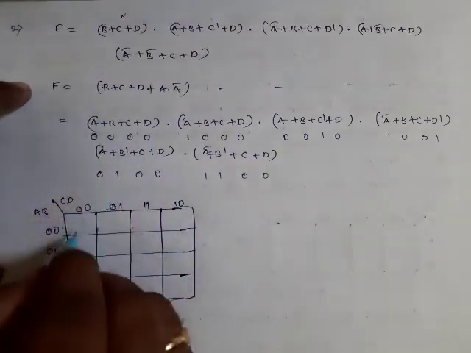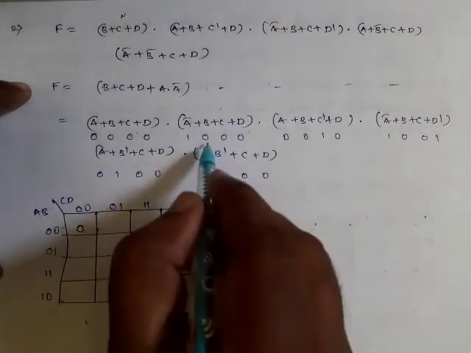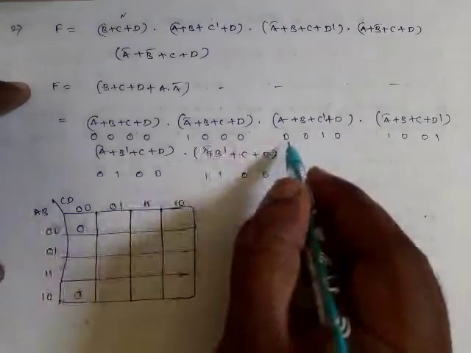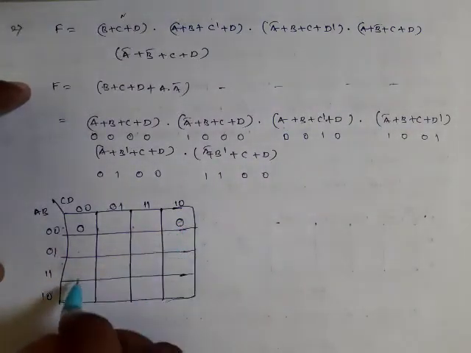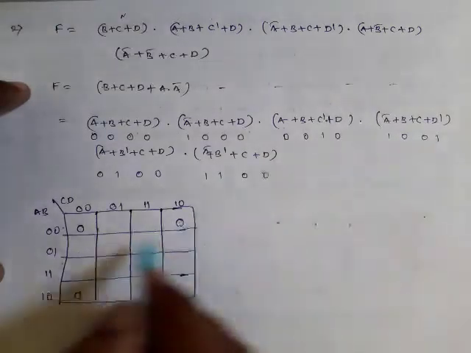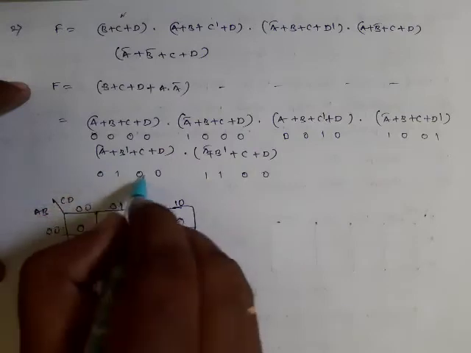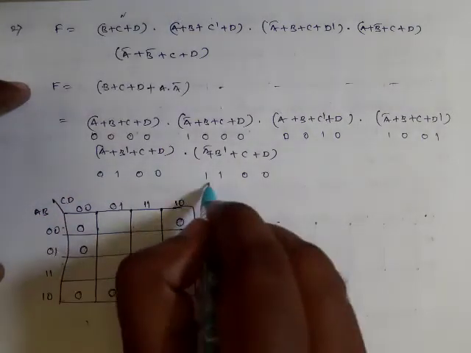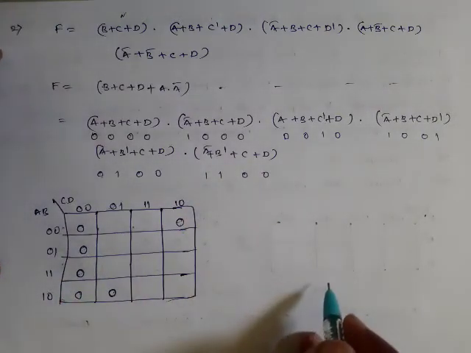So 0 0 0 0, this is the first cell, we'll enter 0, and next is 1 0 0 0, so this is the cell. Next 0 0 1 0, this is the cell. Next 1 0 0 1, so this is the cell. Next 0 1 0 0, so this is the cell. Next 1 1 0 0, so this is the cell corresponding to the max term.